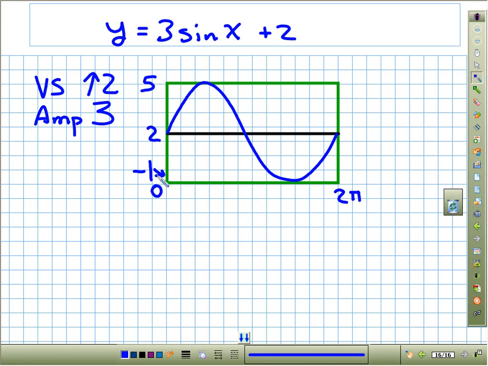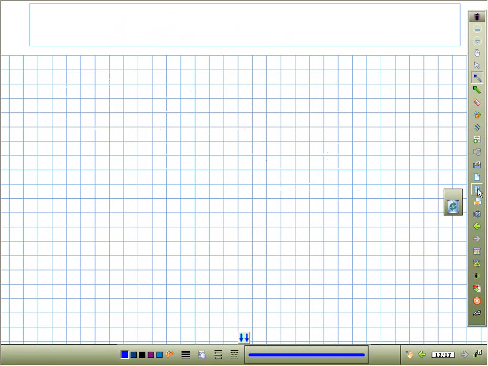See? So it goes all the way down from -1 up to 5. Does everybody see that? So look what we have. We know how to deal with vertical shifts, and we know how to deal with changes in amplitude, at least some basic ones. Any questions about that? Okay, now let's go to the next step and see what we have.